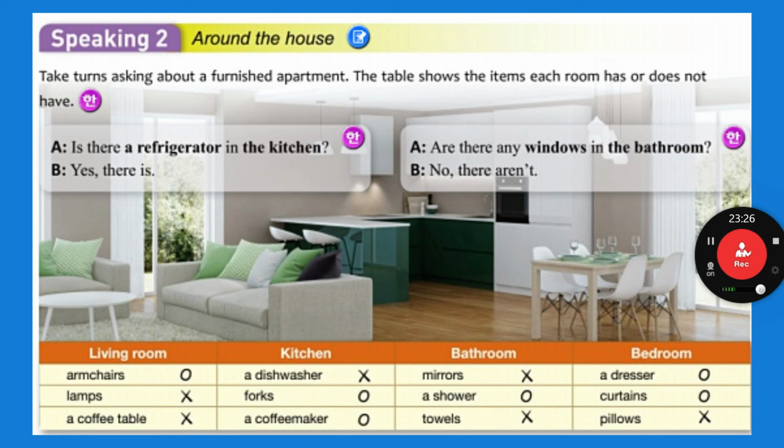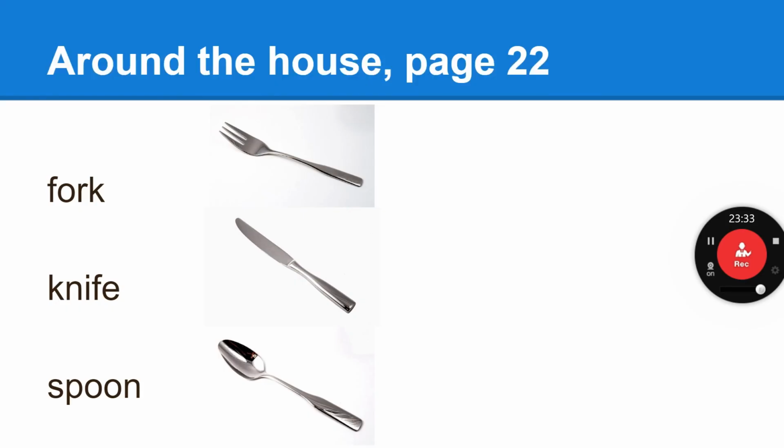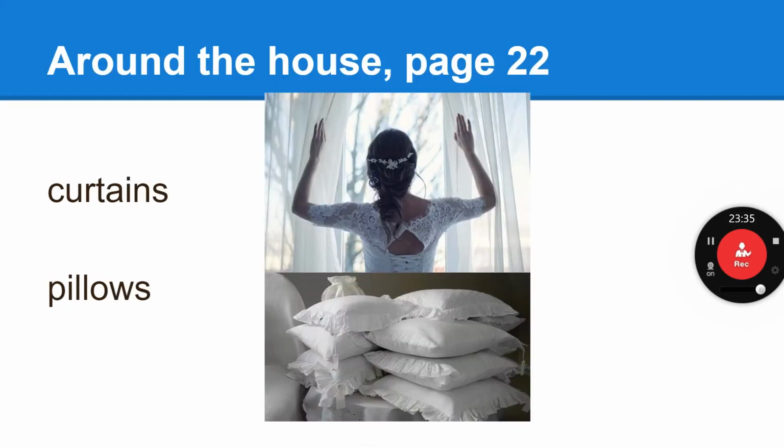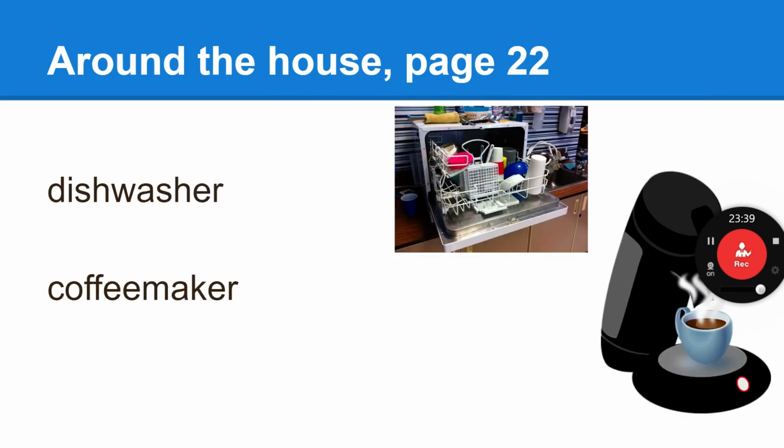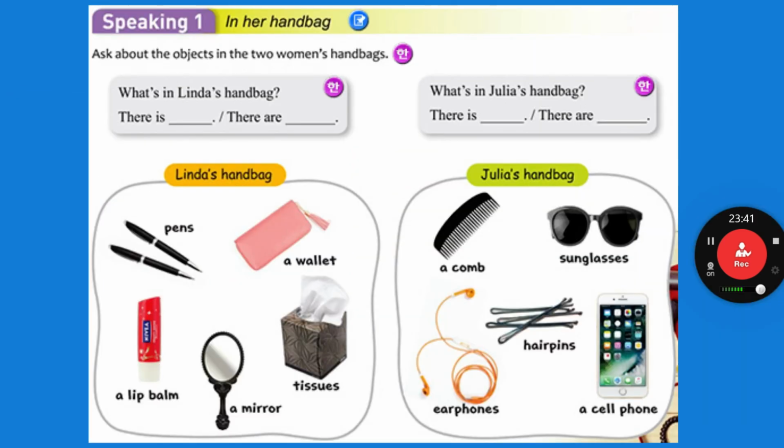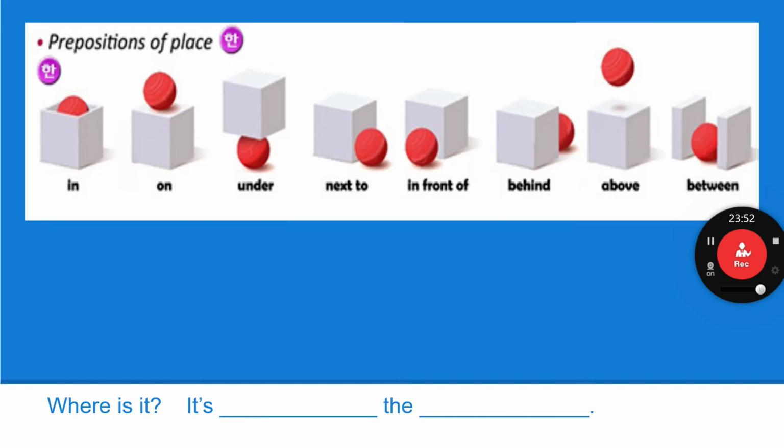Go back through and practice everything you have just studied, including all of the vocabulary words. Practice saying them again. Make sure you understand the vocabulary and what's in the handbag. Memorize your prepositions of place. That will definitely be on the test.